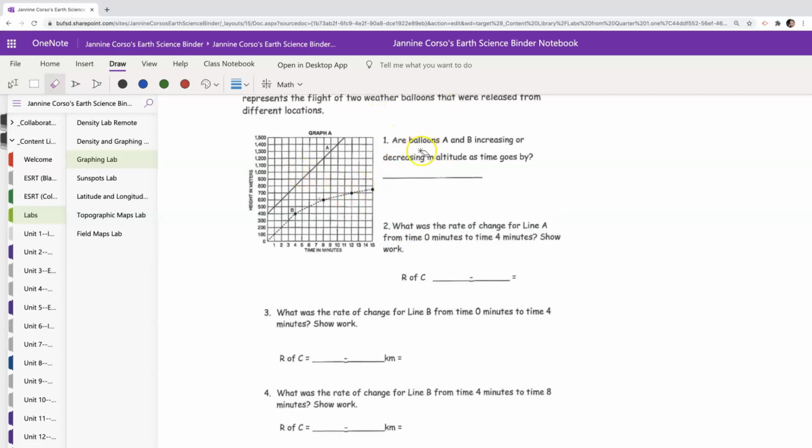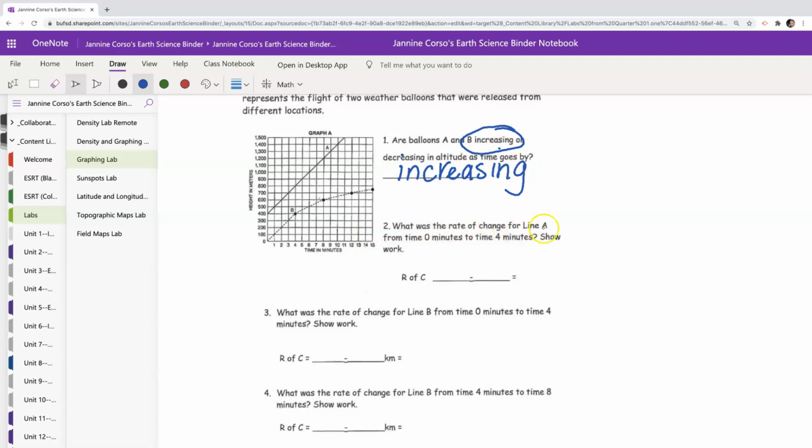Question number 1, are balloons A and B increasing or decreasing in altitude? So guys, you can clearly see that both of these are increasing. They're going up. Again, B slows down its rate of increase, but they're both going up. So question number 1, it most clearly is increasing. So 1, they are increasing. You can write it on the line, increasing.